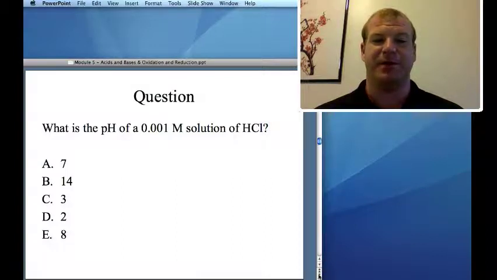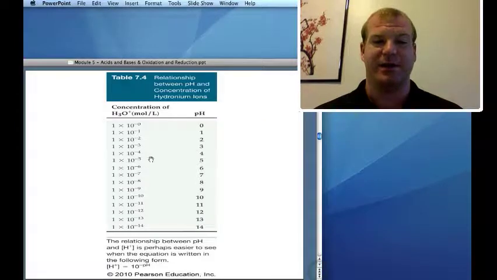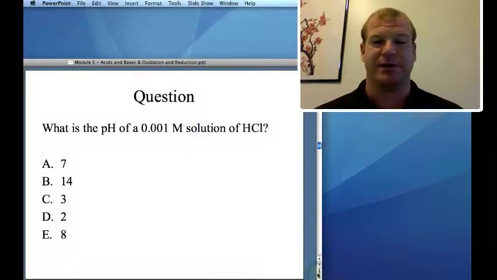So what's the pH of a 0.001 molar solution? If you go to the previous slide, this is 10 to the minus 3, and then the answer is 3. So here you can see that the answer is 3.